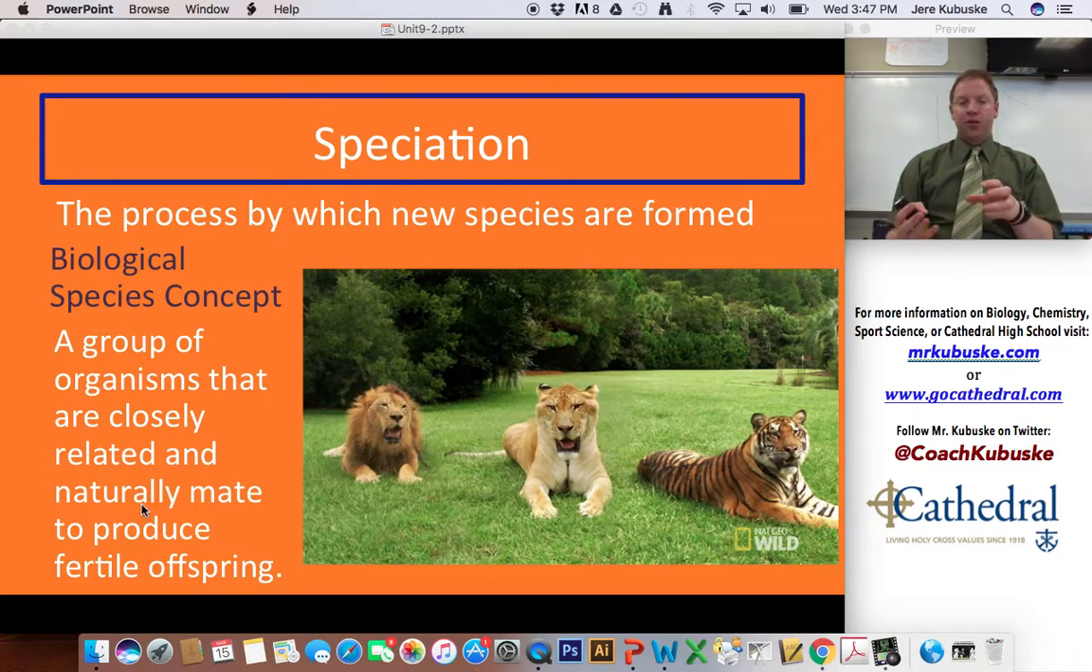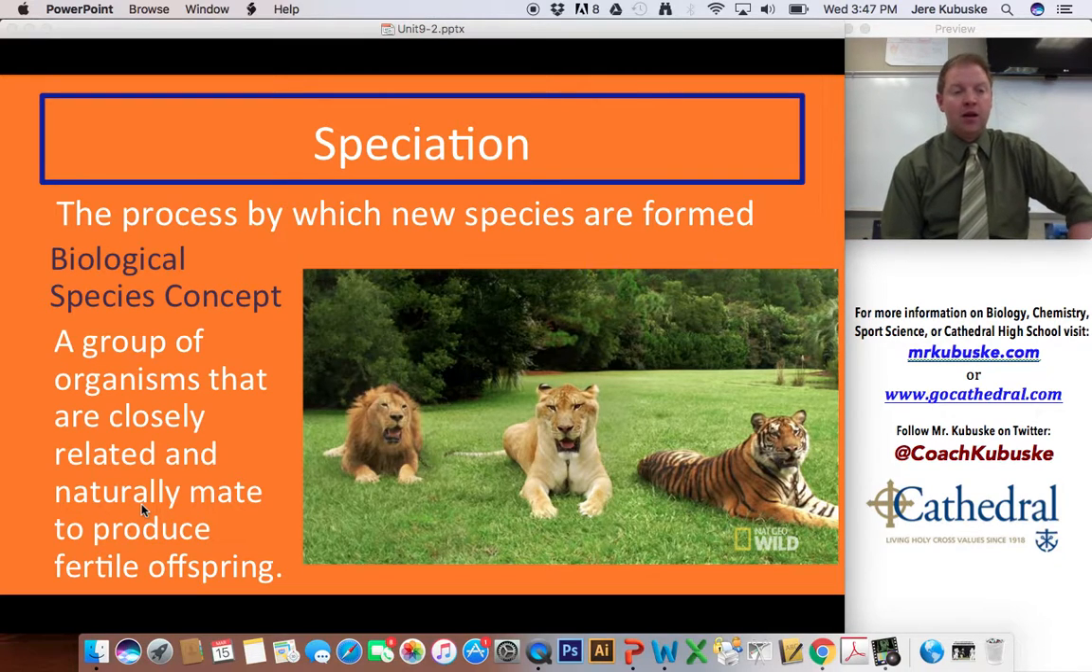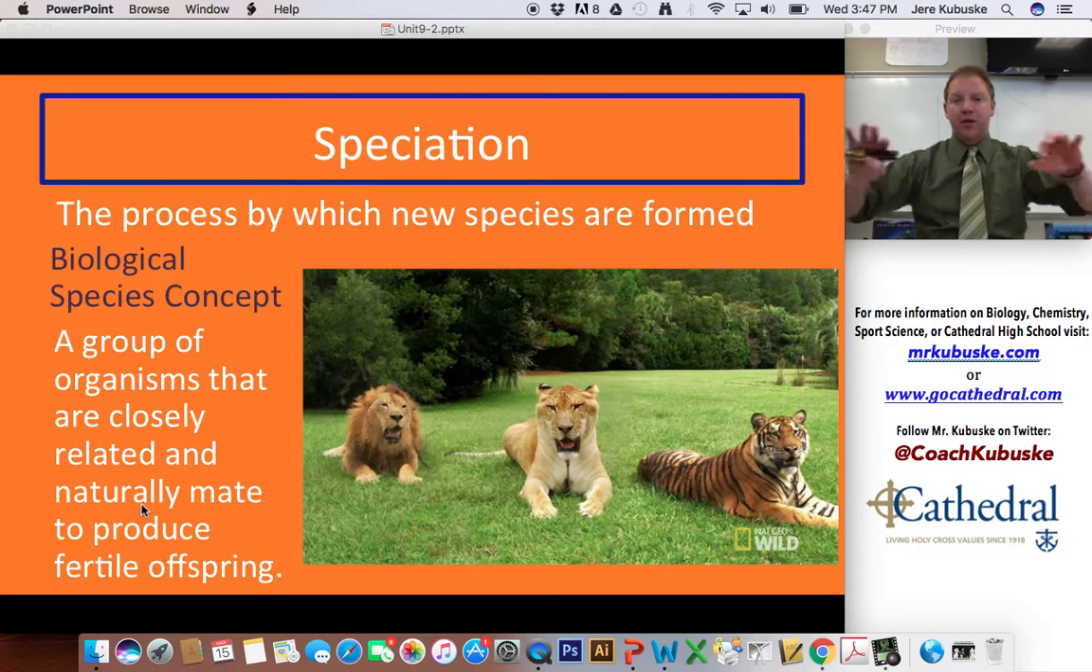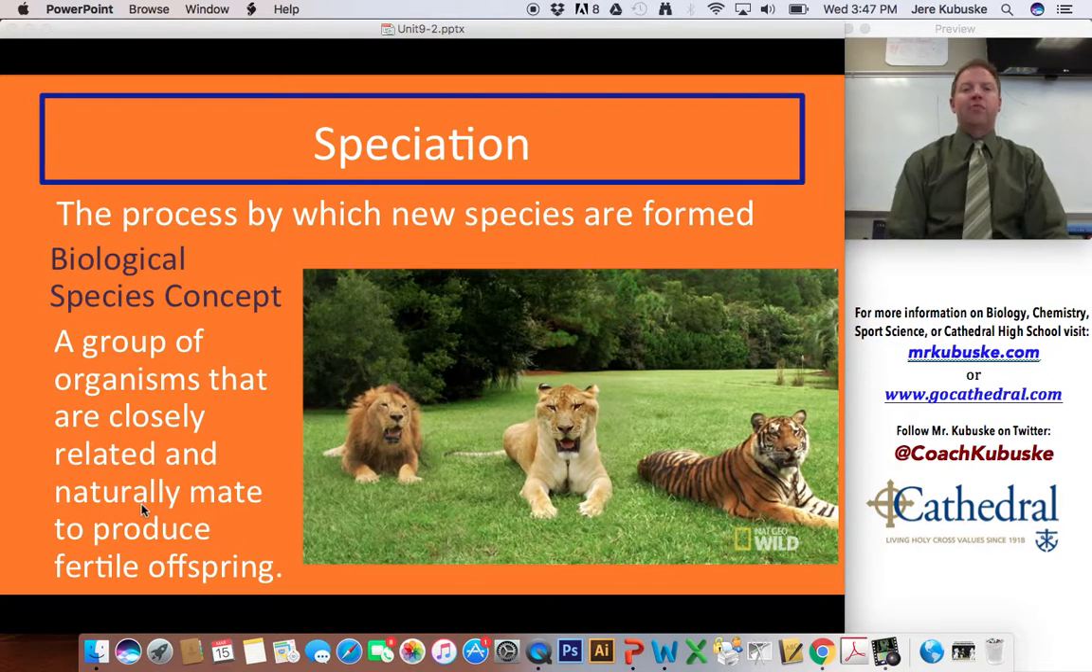Now, if for some reason they weren't far enough apart and that liger could still reproduce with lions, tigers, or ligers, then we would consider them the same species, and we would just consider them different breeds, almost like dogs, the same type of idea. Okay, so if a group of organisms are closely related and can produce offspring, then we call that a species. If you're closely related but you cannot produce offspring, then you're two different species. So that's the process of speciation.